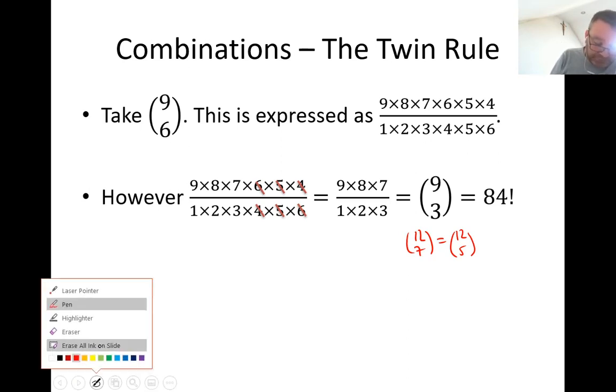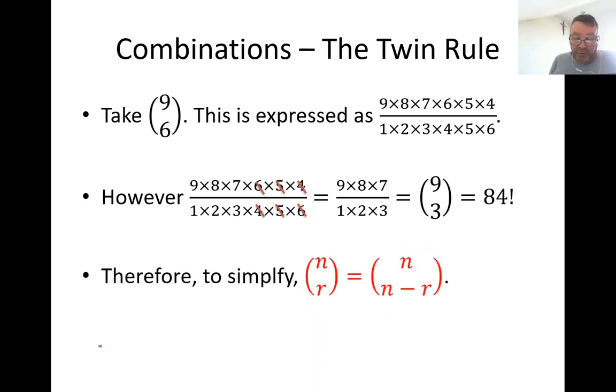Okay, so therefore, when we want to simplify nCr, we simply take it as n over the difference between the two, only if r is greater than half of n. Okay, and that's a rule that we have down here. So you subtract r from n only when r is greater than half of n.